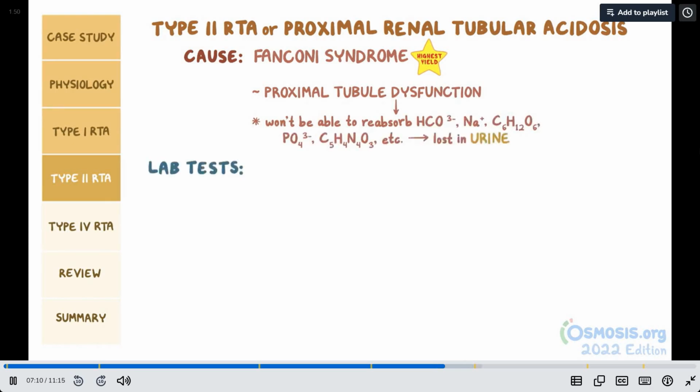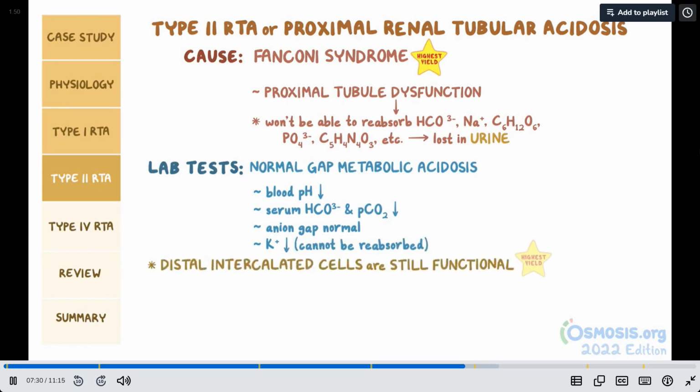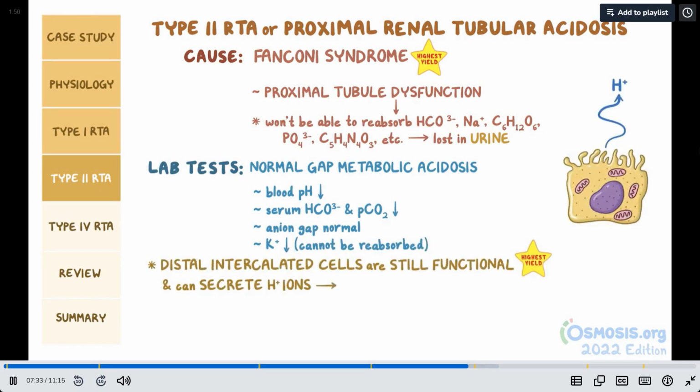On lab tests, type 2 RTA causes normal gap metabolic acidosis. pH is low and levels of serum bicarbonate and PCO2 are also low, but the anion gap will be normal. Potassium levels will also be low since they cannot be reabsorbed. Unlike RTA type 1, the distal intercalated cells are still functional, and can secrete hydrogen ions, and can therefore generally still acidify the urine, so the urine pH will be below 5.5.